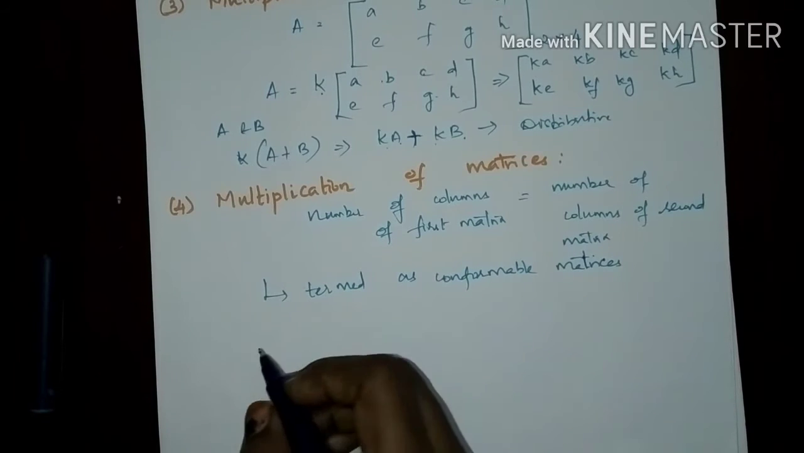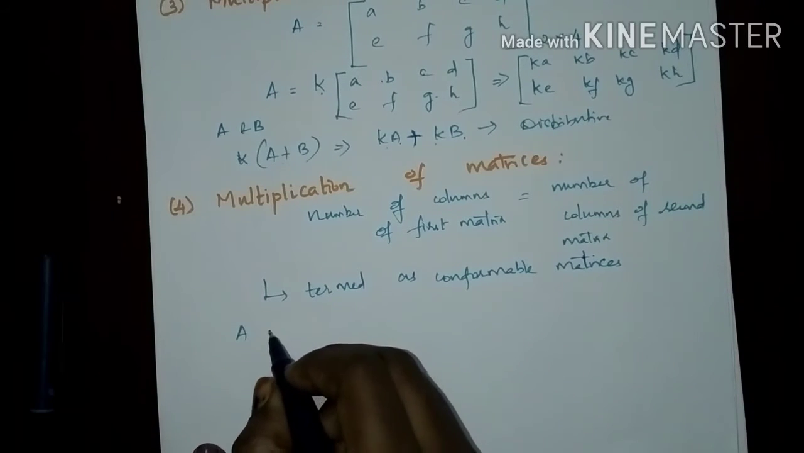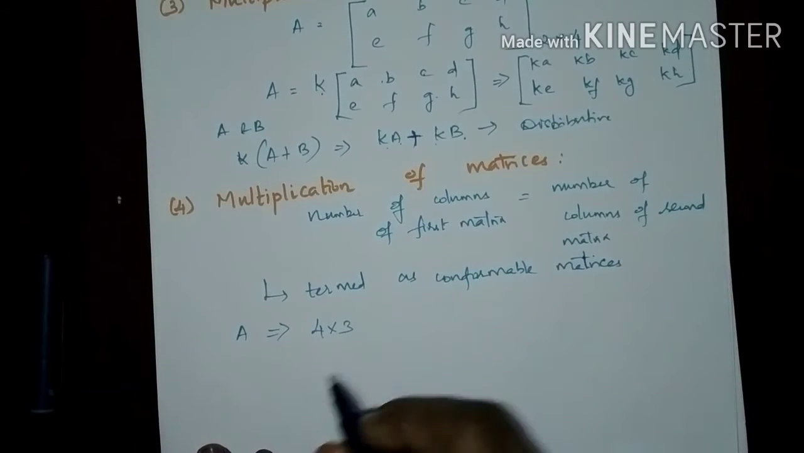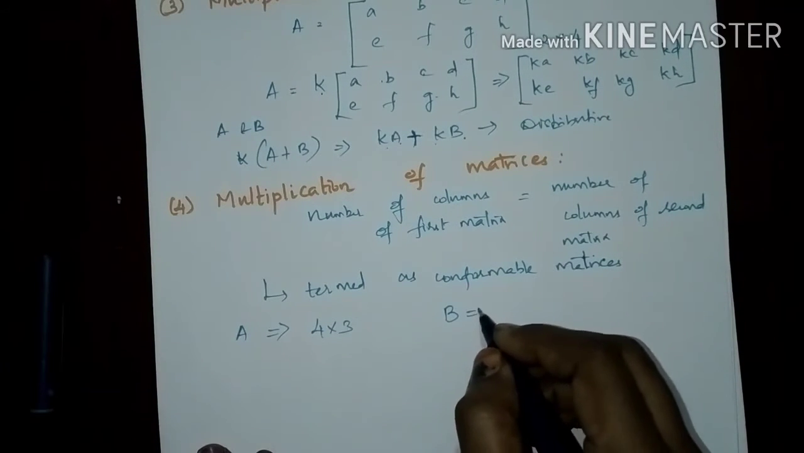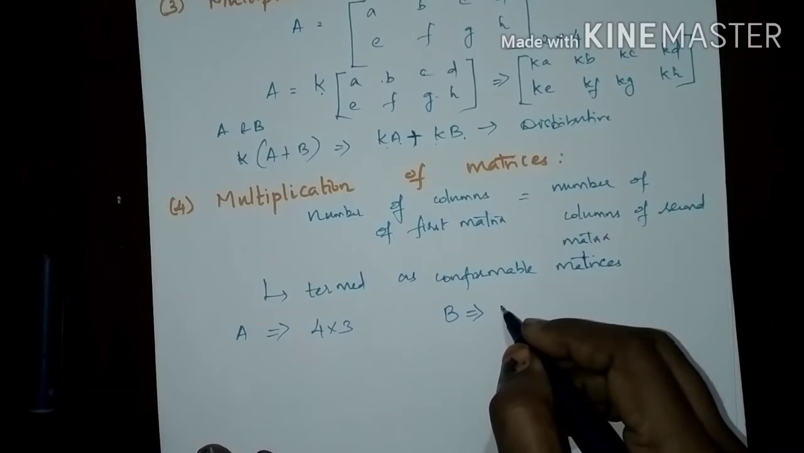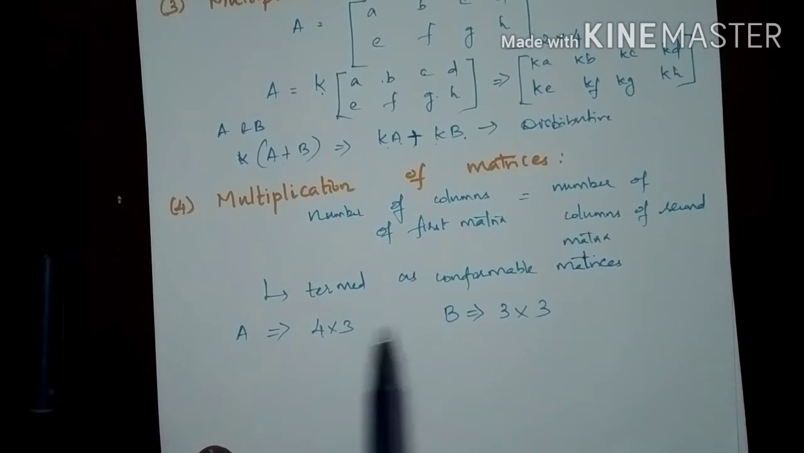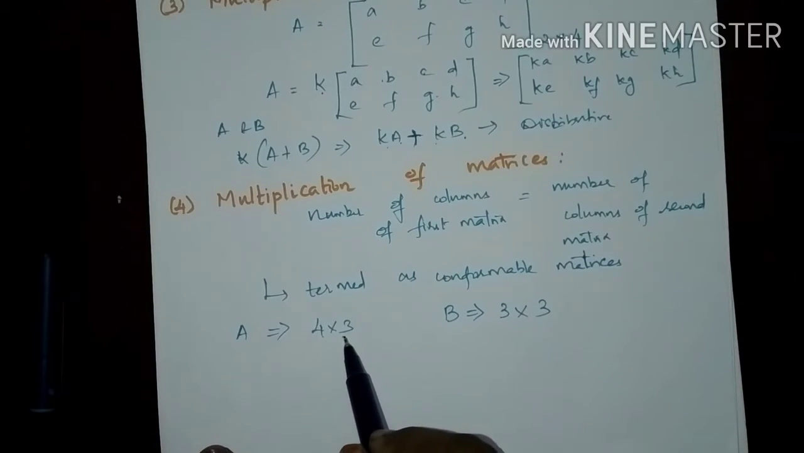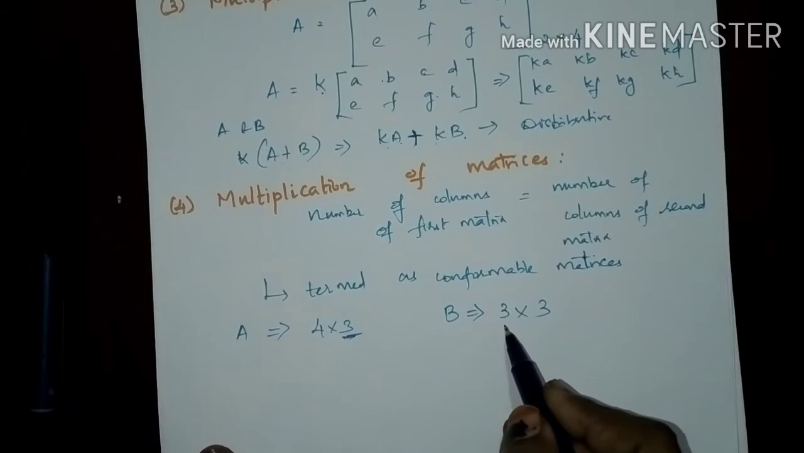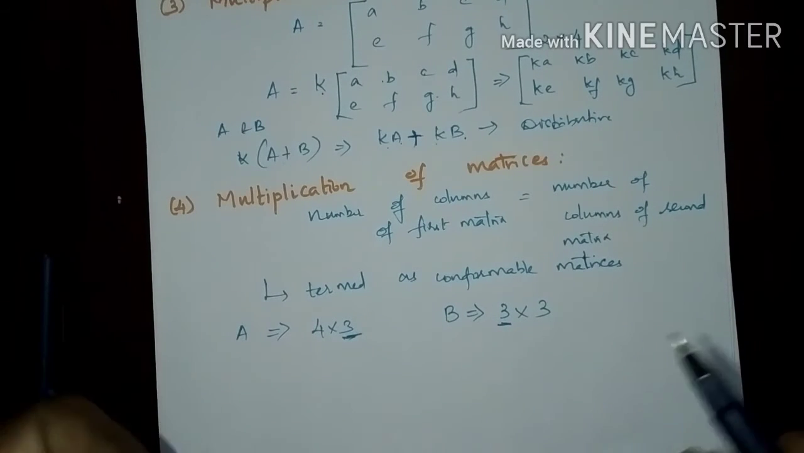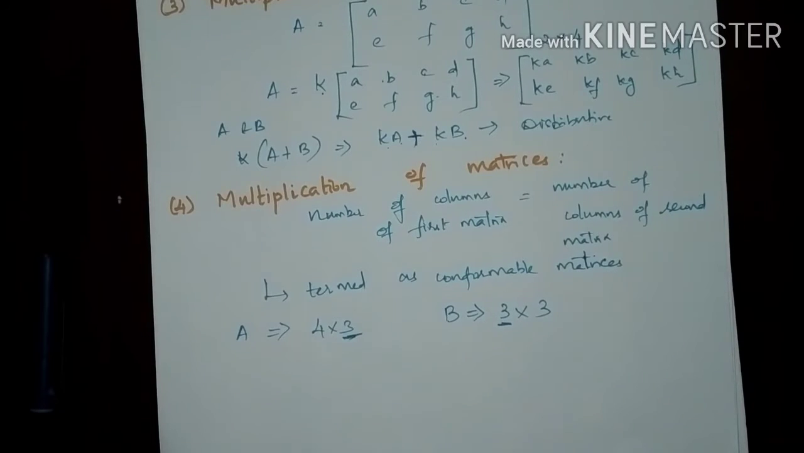That is, let us consider a matrix A which is in the order of 4 cross 3, and we can consider a matrix B which is in the order of 3 cross 3. The main condition to be satisfied to multiply both the matrices is the number of columns in the first matrix must be equal to the number of rows in the second matrix. If it is satisfied, then matrix multiplication would be easier.